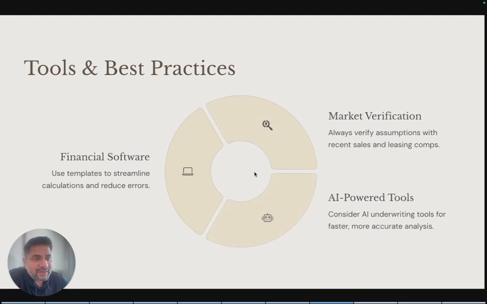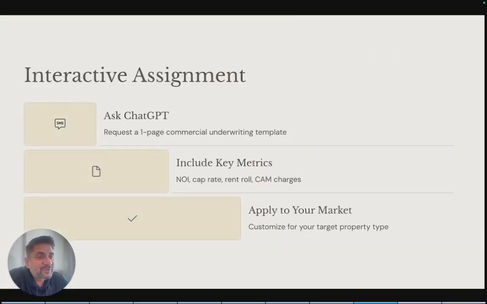Some tools and best practices. Use financial analysis software or templates to streamline calculations and reduce errors. Always verify market assumptions with recent sales and lease comparables. Consider using AI-powered underwriting tools for faster and more accurate analysis. Don't forget to ask ChatGPT to create a one-page commercial underwriting summary template, including key metrics such as NOI, cap rate, rent roll, CAM charges, vacancy assumptions, and market comparables.